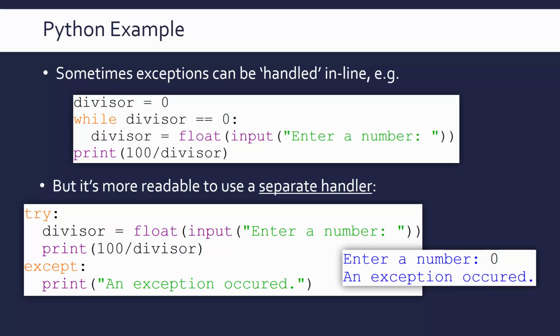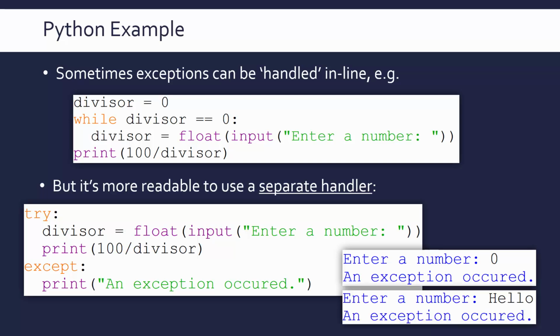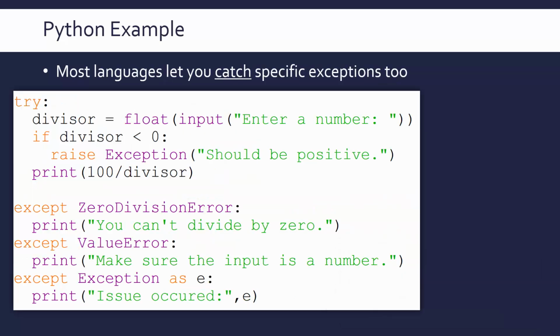So with this code, if I now typed in zero again, instead of getting a divide by zero error, I just get an exception occurred and the program can continue after that point without it fully crashing. Same idea too, if I typed in hello, we get the same message again. So really that is a more generic handler which can deal with any possible exception which can occur in the try block. We can get more specific.